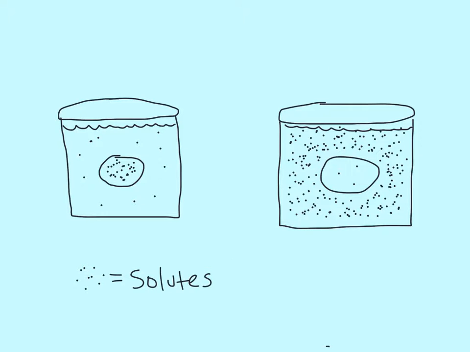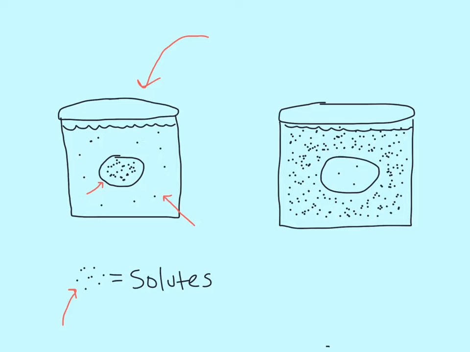All right, so now some examples. The little dots right here, those are the solutes, and we're going to just say it's salt. This right here is a cell placed within a solution, and this out here is the solution that it's placed in. The question is, would this solution right here in this little beaker that the cell is placed in be hyper, hypo, or isotonic? Let's see what you think.